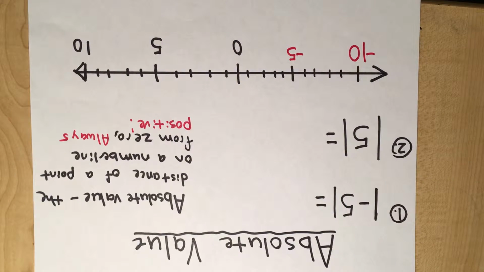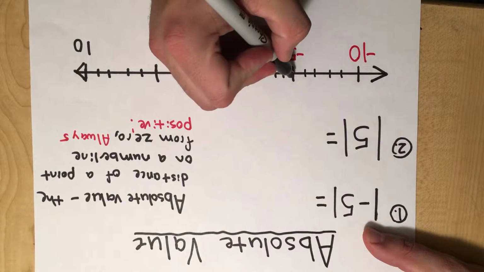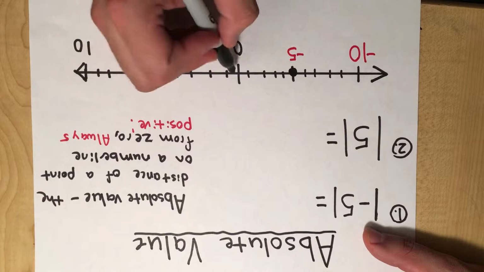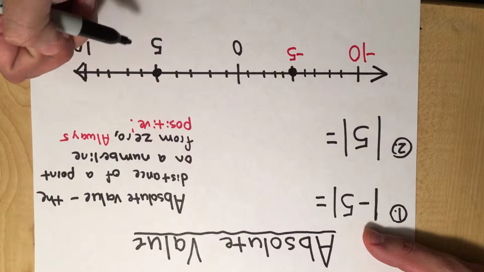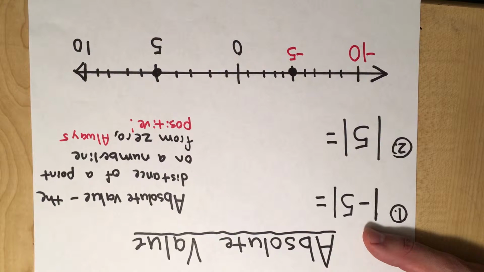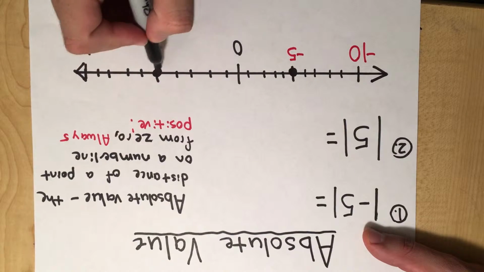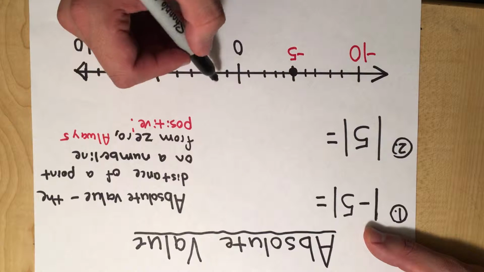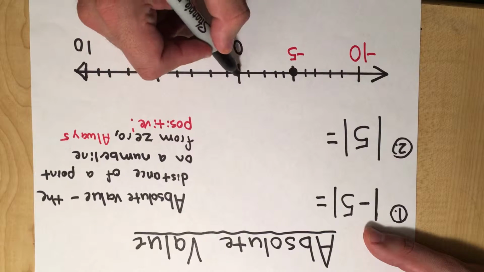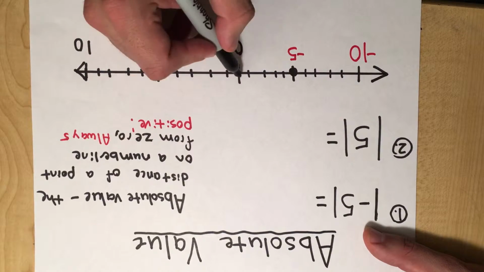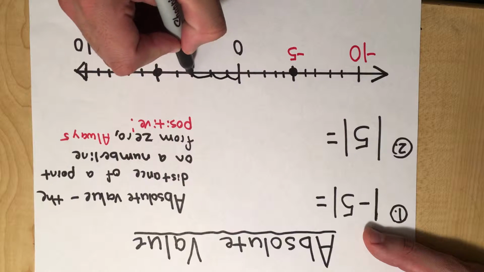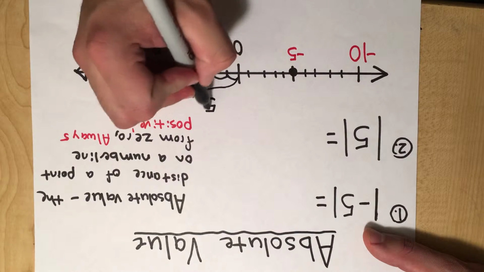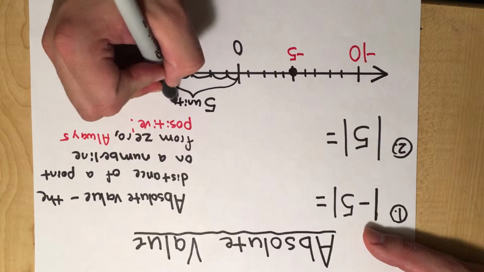So let's begin by plotting these two points here. We have -5 and 5. I'm going to put -5 right here, and then over here, I'm going to put +5. If we were to measure how far away each one of these numbers is from zero on the number line, beginning with this one, how many units away from zero is +5? That would be 1, 2, 3, 4, 5. So we could say that this is 5 units from zero.